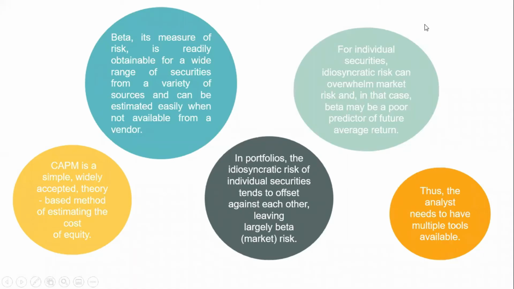The capital asset pricing model is a simple, widely accepted theory-based method of estimating the cost of equity. Beta, its measure of risk, is readily obtainable for a wide range of securities from a variety of sources and can be estimated easily when not available from a vendor. In a portfolio, the idiosyncratic risks of individual securities tend to offset each other, leaving largely beta market risk. For an individual security, the idiosyncratic risk can overwhelm market risk, and in that case, beta may be a poor predictor of future average return. Thus, the analysts need to have multiple tools available.